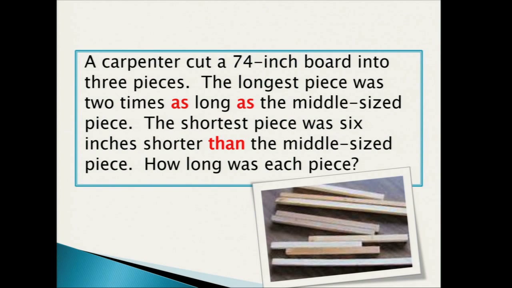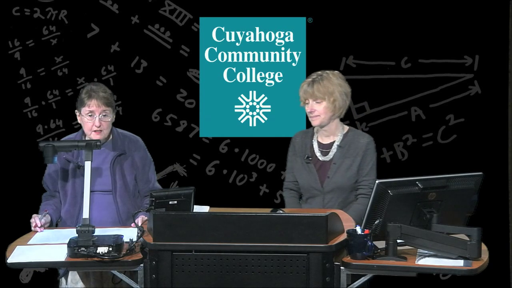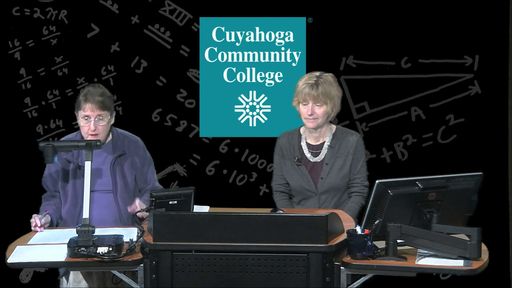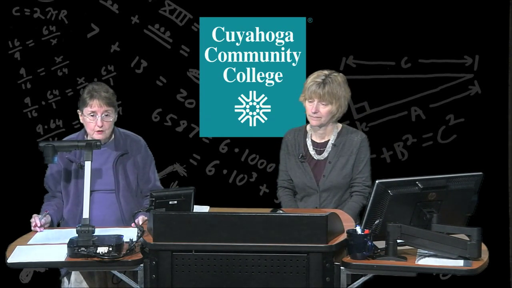All right. A carpenter cut a 74-inch board into 3 pieces. The longest piece was 2 times as long as the middle-sized piece. The shortest piece was 6 inches shorter than the middle-sized piece. How long was each piece? Well, at first glance, that looks pretty confusing, but not if you use the key words.